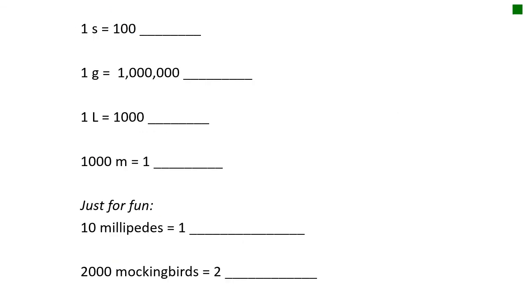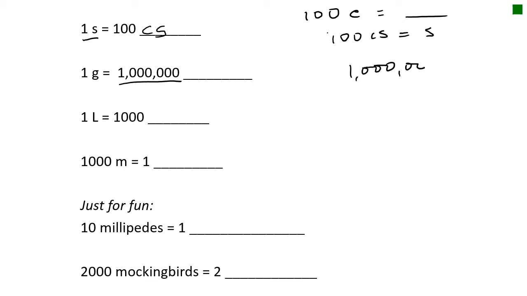So the best way to do that is to simply practice it. So if we consider centas, and we know that there are 100 centa in something, if we have centiseconds, it tells us that there are 100 centiseconds in a second. So if we have 1 second, we have 100 centiseconds. Now, if we're looking at a million, we know that there are 1 million micros in anything. So if I have 1 gram, it is the same as 1 million micrograms.